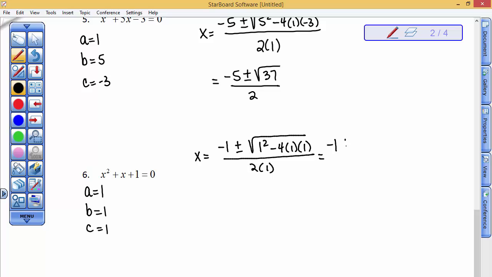And that's a negative 1 plus or minus. Let's see. 1 squared minus 4. I bet that's a negative 3 under the radical. And then I need you to bring the j out in front of that square root symbol, and then call that j times the square root of 3, all over 2. Okay.